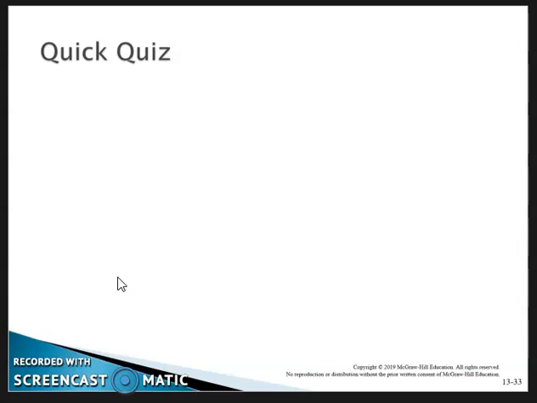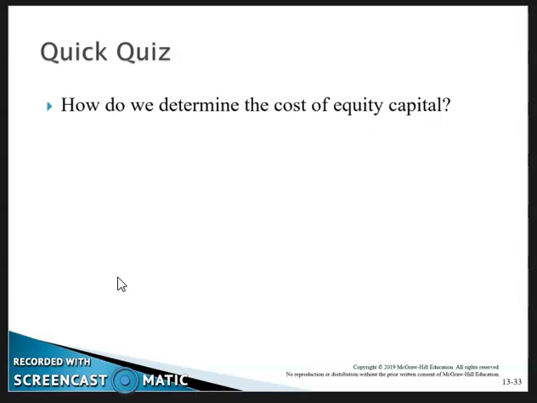So finishing up the chapter, the quick quiz. How do we determine the equity cost of capital? We have two methods for determining the equity cost of capital. The first being the CAPM, or capital asset pricing model. The second being the DDM, or dividend discount model.